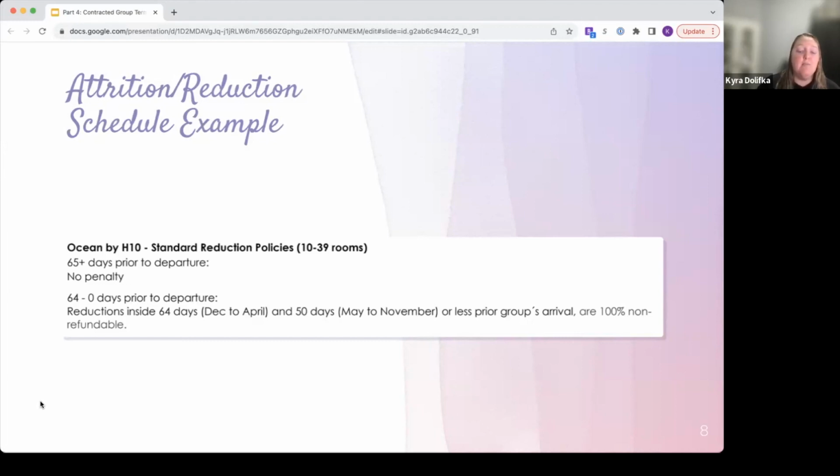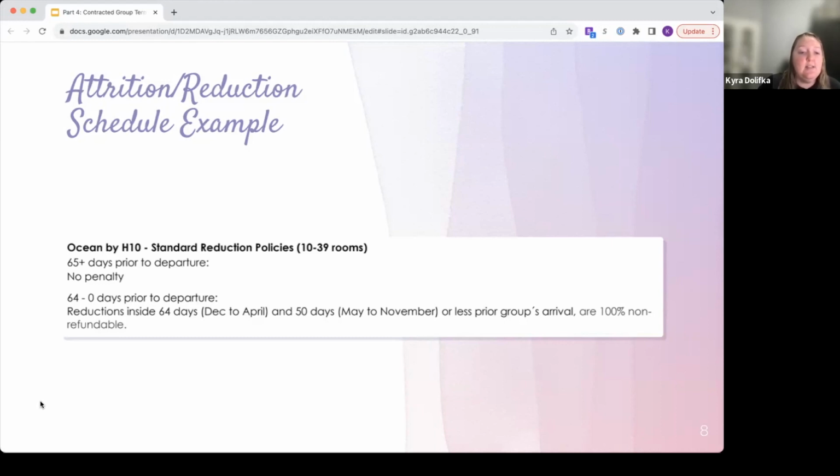Okay, so you can block more rooms than you need, more room nights than you need, and you're going to want to pay attention and put this date on your calendar so that when it comes around, you can make sure that you reduce those rooms and room nights that you don't need.